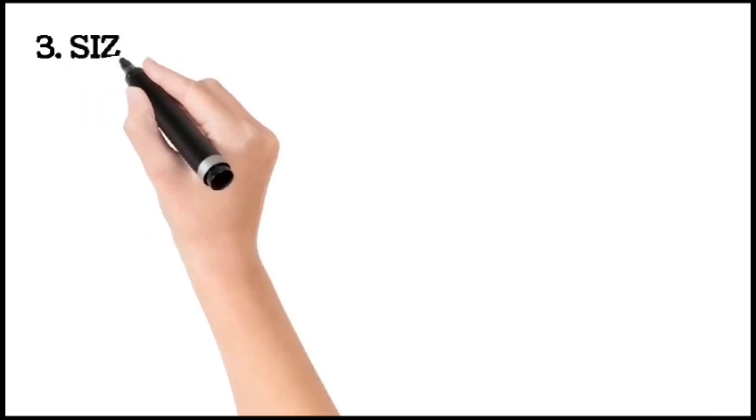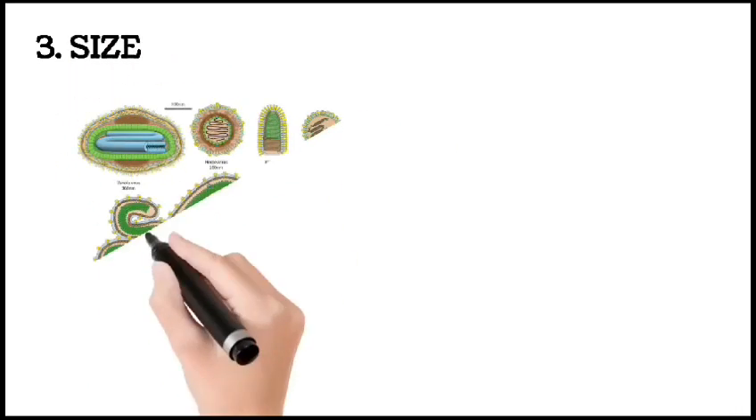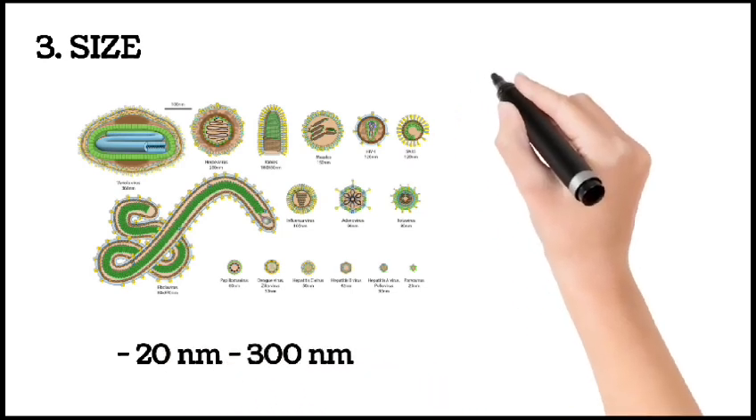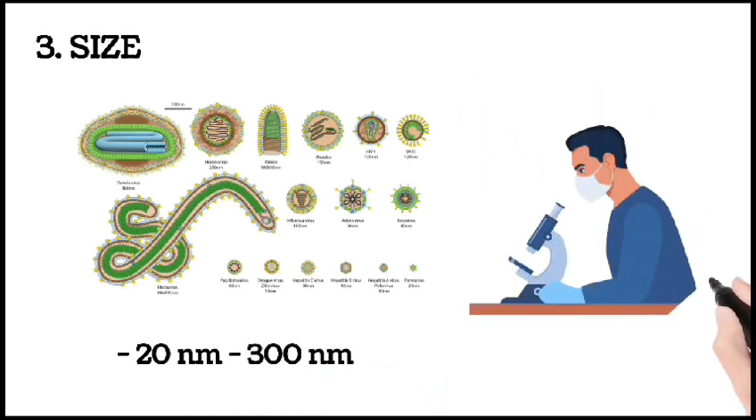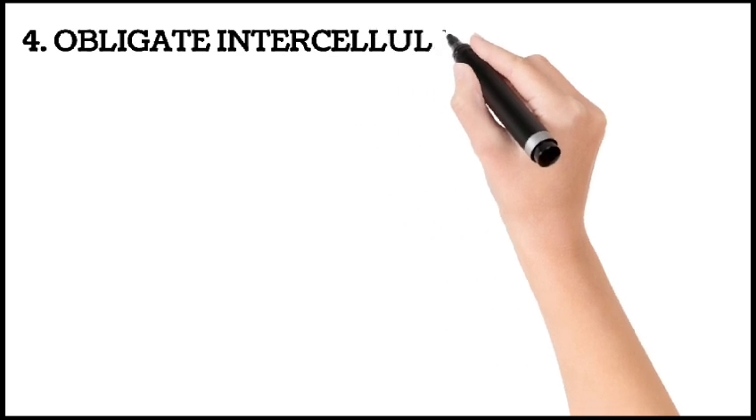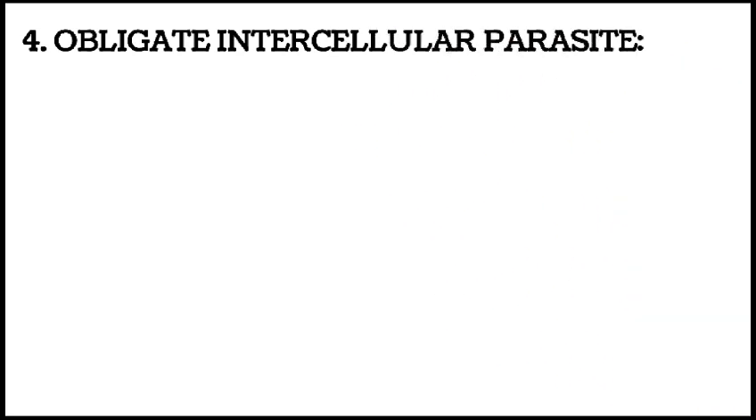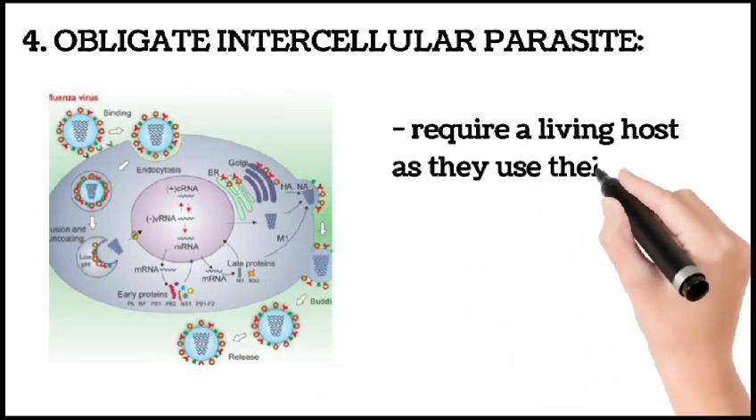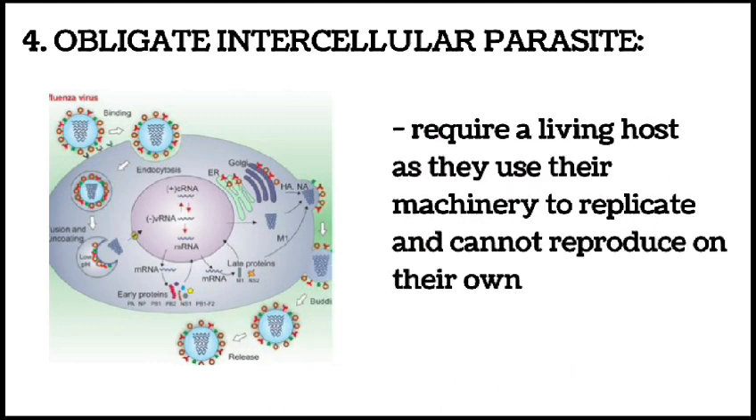Size. Viruses are extremely small, typically ranging from 20 to 300 nanometers in size. They are much smaller than bacteria and cannot be seen with a light microscope. Obligate intracellular parasites. Viruses can only replicate inside the living cells of a host organism. They depend on the host cell's machinery for replication and cannot reproduce on their own.